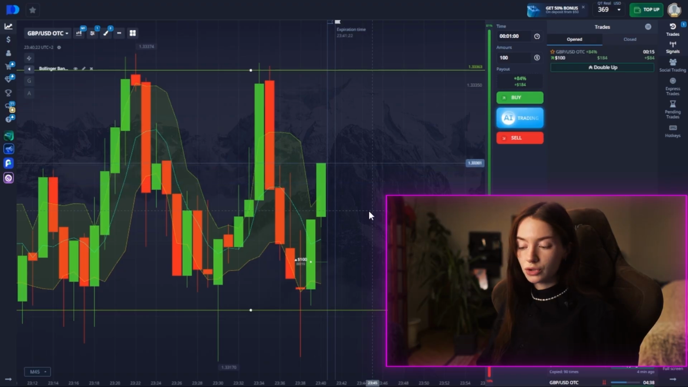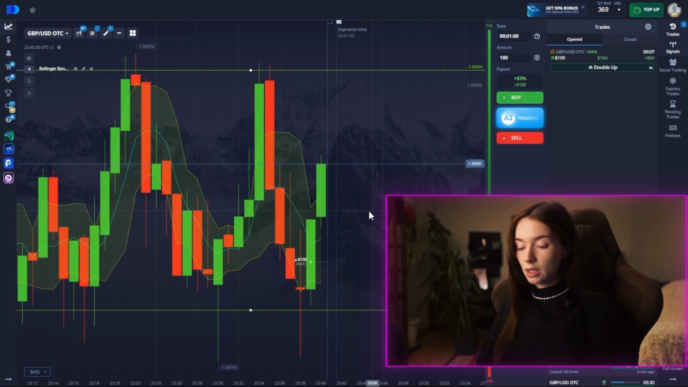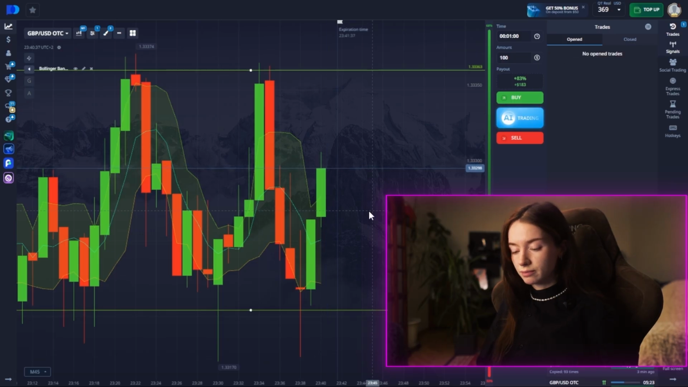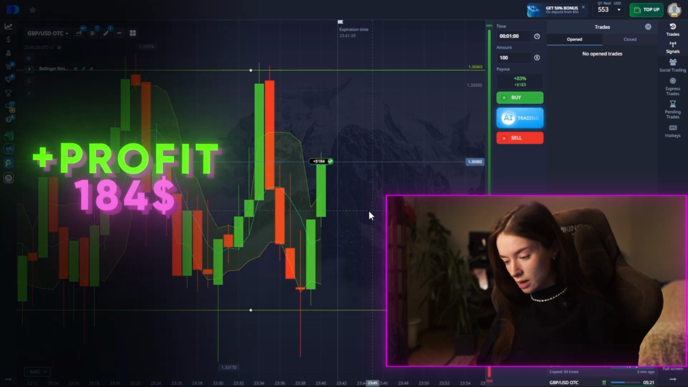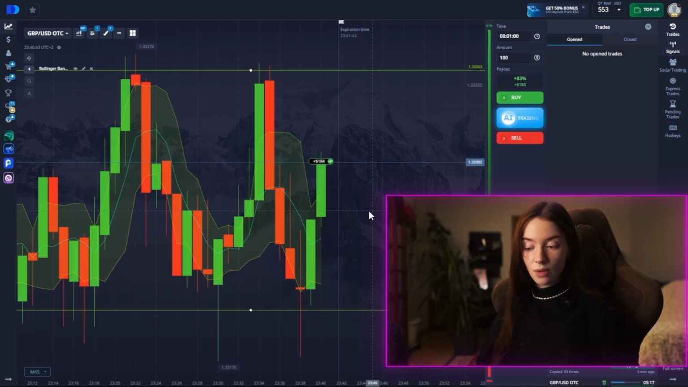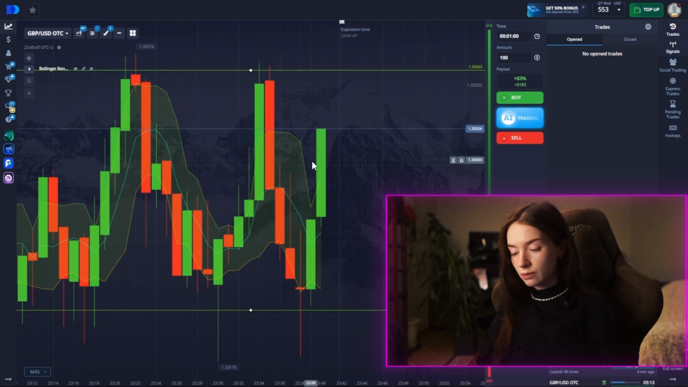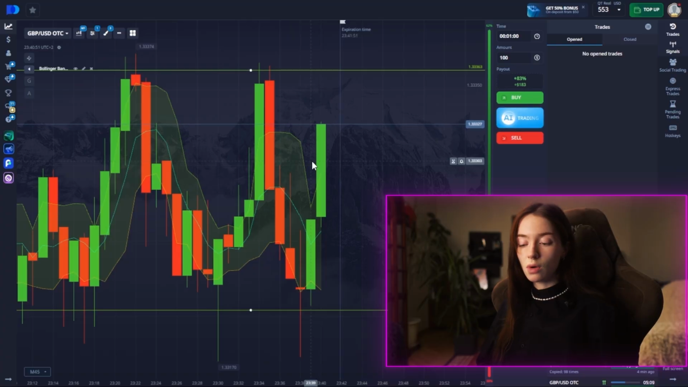If you approach trading calmly and rely on both indicators and technical analysis, there's nothing complicated here. You can see it yourself. Some trades close in profit, some in loss, but we recover them. And we close in profit. Yeah, great. So friends, as you can see, we now have 553 on the balance and we've reached the goal of our challenge.